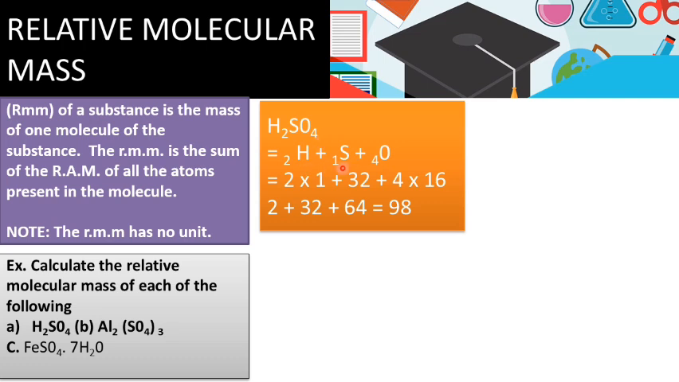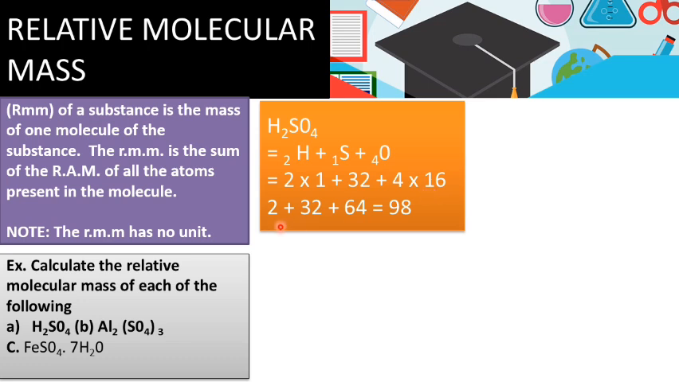And all these are represented here: 2 atoms of hydrogen, 1 atom of sulfur, then 4 atoms of oxygen. Now, the number of atoms will be multiplied with the relative atomic masses of each of the elements. The relative atomic mass of hydrogen is 1, so we have 2 times 1. The relative atomic mass of sulfur is 32, so 1 times 32 gives us 32. The relative atomic mass of oxygen is 16, so that's 4 times 16. You can do the calculation, that should be 64 if I'm not mistaken.